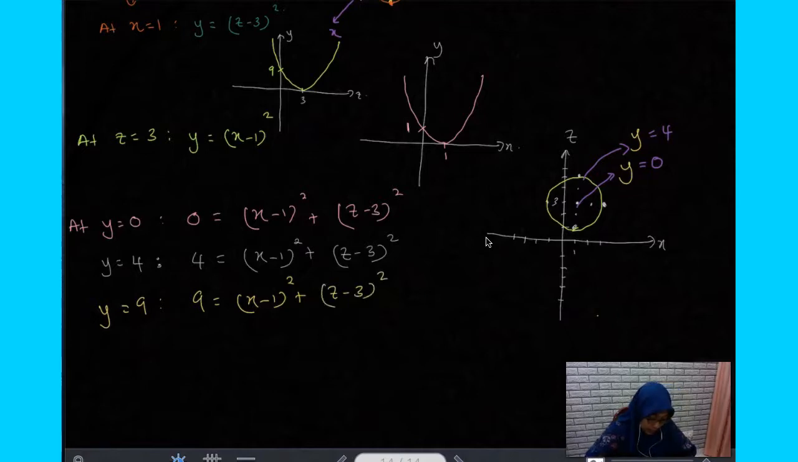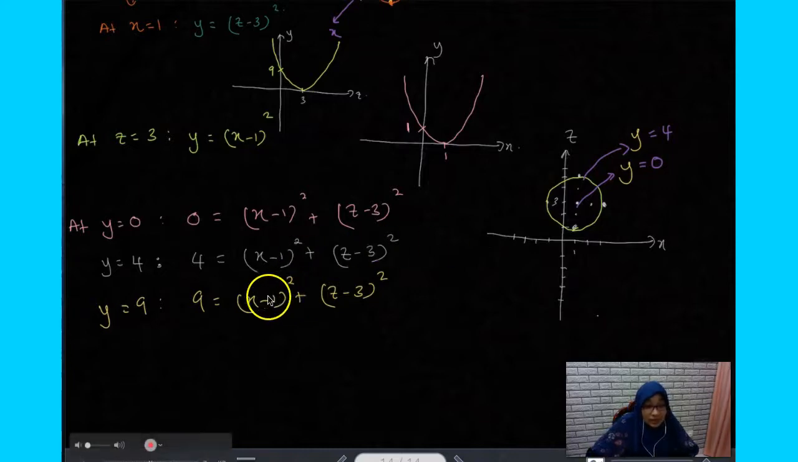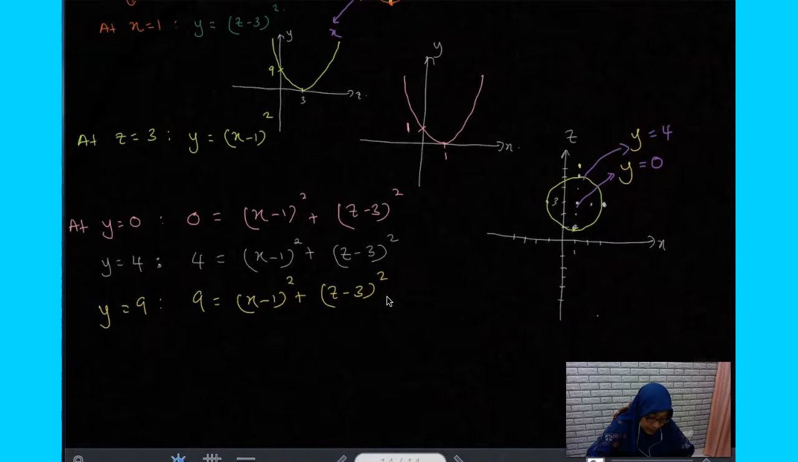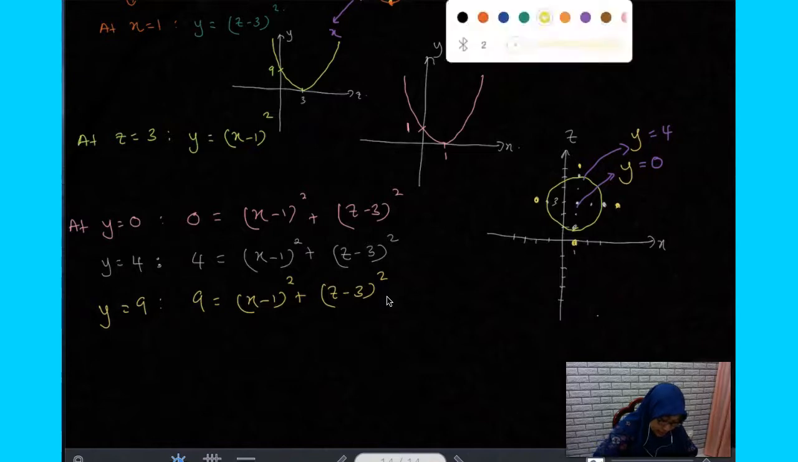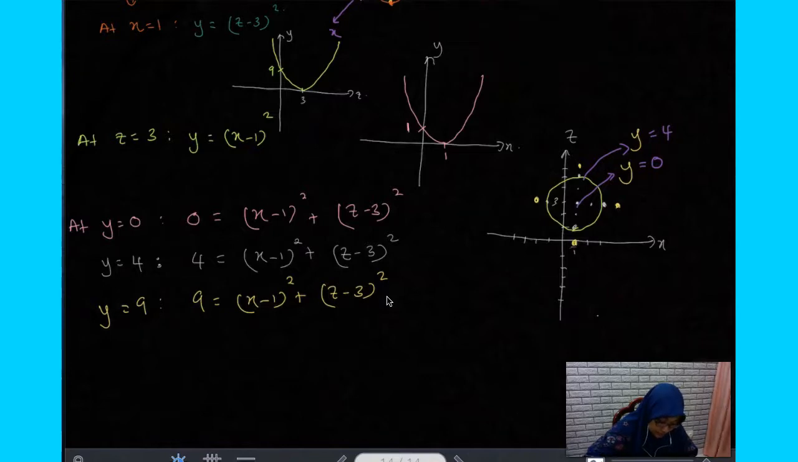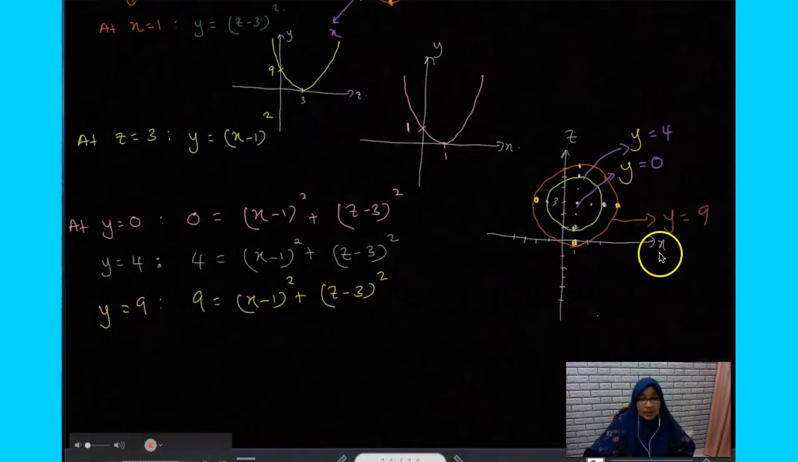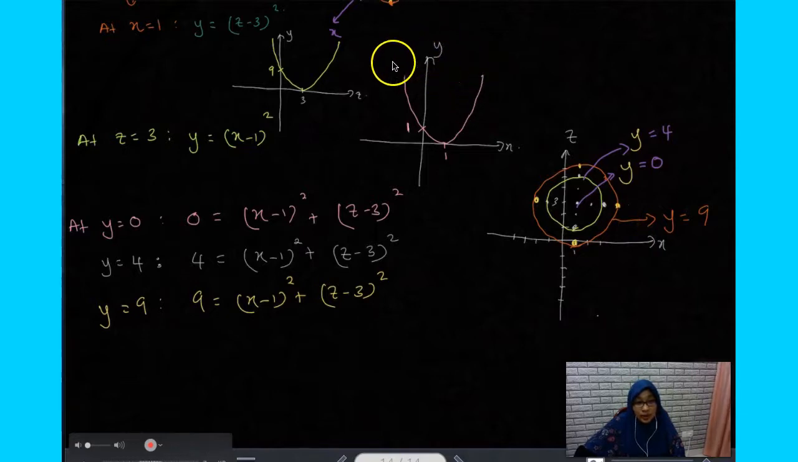So here we have 1, 2. We have a circle with radius 3 centered at (1, 3). So radius 3, we have here, here, here, and here. So this circle, we have a larger circle, and this one is for y equal to 9. So we can expect what's next when you increase your level of y. You will have all the time a circle and circle and circle. Your circle becomes larger and larger and larger.